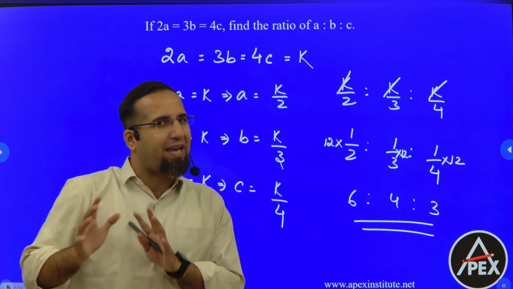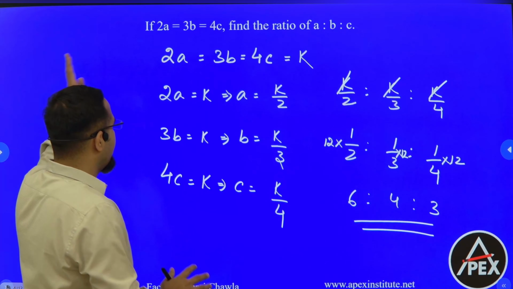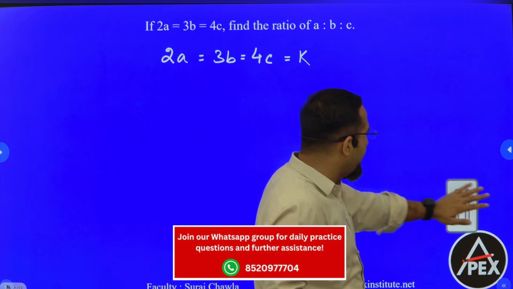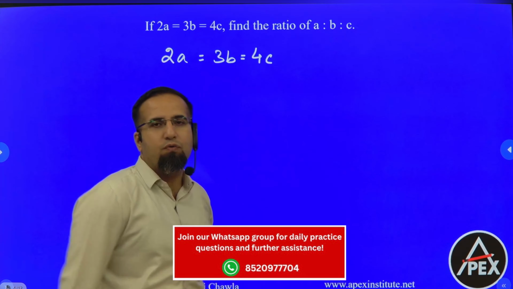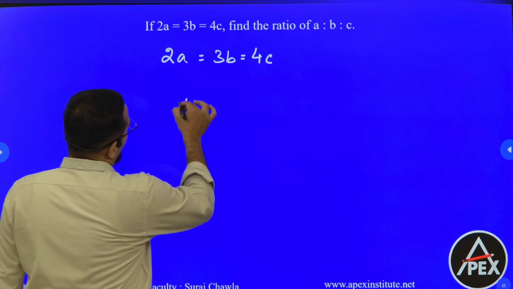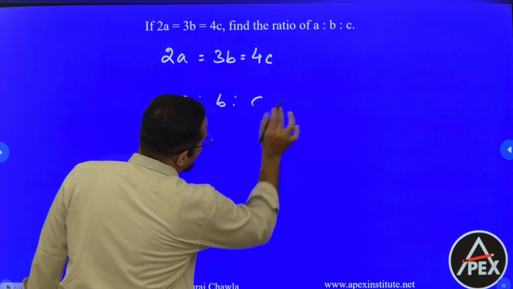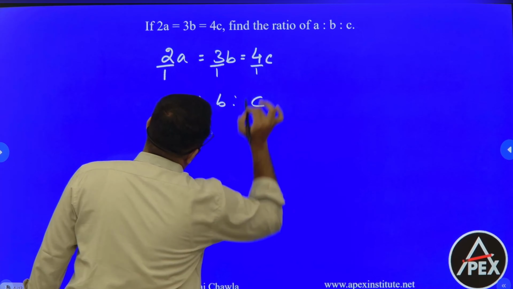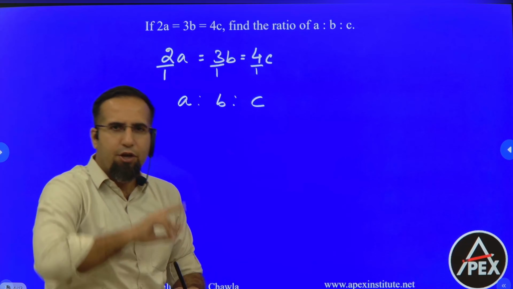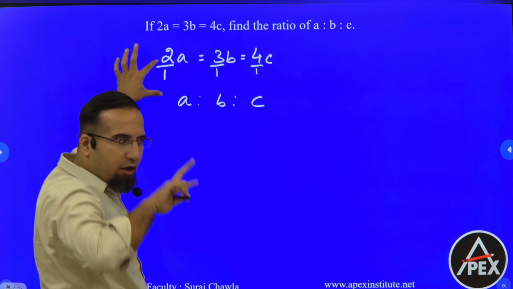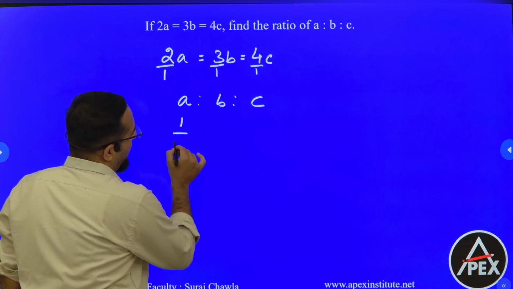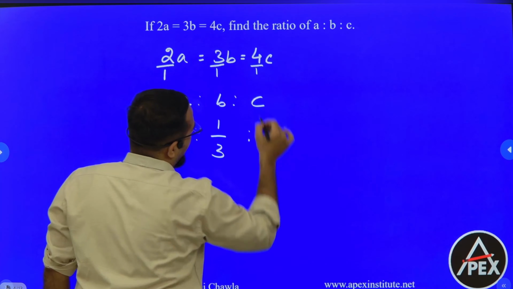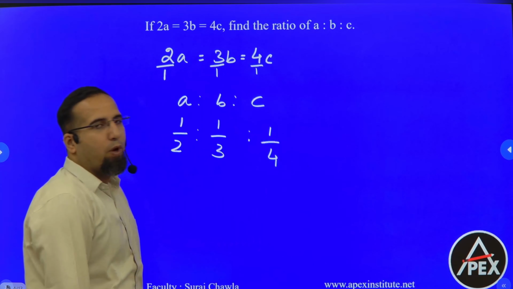Whenever equal to sign is given, इसका एक shortcut है guys. I'm erasing this part. इसका शॉर्टकट सिंपल सा होता है. अगर हमको 2a इज इक्वल टू 3b इज इक्वल टू 4c दिया हुआ है, तो रेशियो ऑफ a इज टू b इज टू c विल बी द इनवर्स ऑफ द कोएफिशिएंट्स ऑफ a, b एंड c हियर. इनवर्स हो जाएगा. अगर ये 2/1 है तो वो इनवर्स होके डायरेक्टली क्या हो जाएगा 1/2. अगर ये 3/1 है तो ये हो जाएगा 1/3. अगर ये 4/1 है तो ये हो जाएगा 1/4.